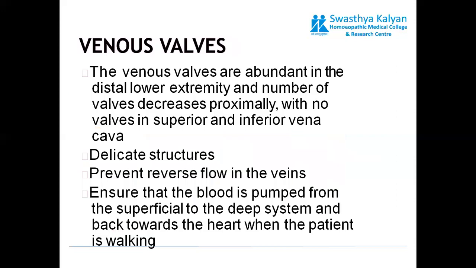Now let us understand these valves. The venous valves are abundant in the distal lower extremity, and as we move proximal to the central body, the number of valves will decrease, with no valves in the superior and inferior vena cava.